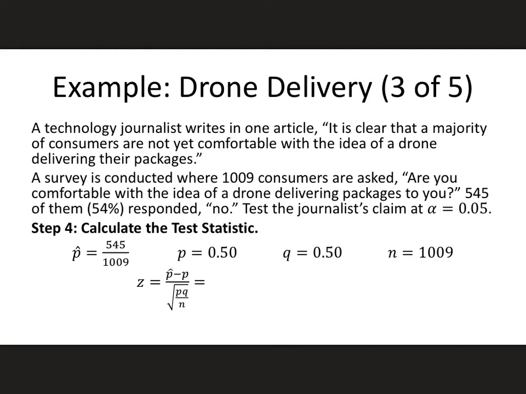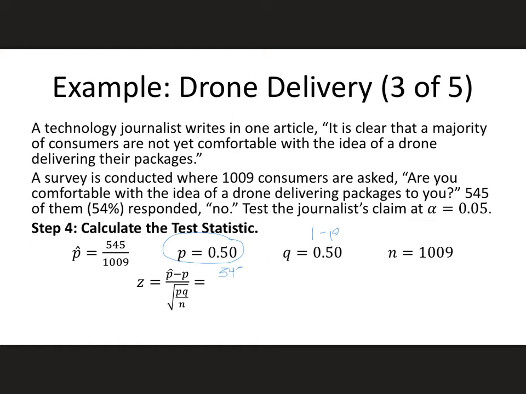The next step is to calculate your test statistic. So p hat in this case was the 545 that responded no over our n of 1,009. p will be 0.50. Again, this value is coming from our null hypothesis. And then, of course, q is just your 1 minus p. n is 1,009. So now you're going to plug in to the formula for the z.